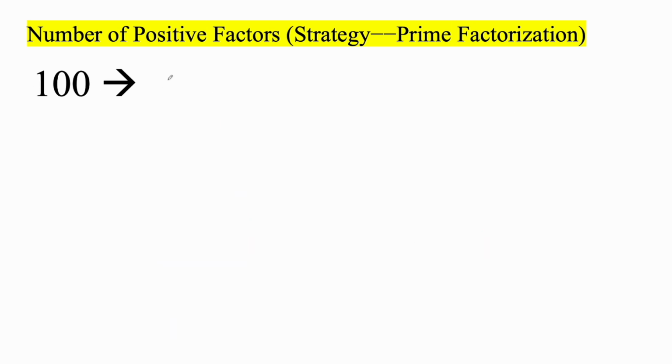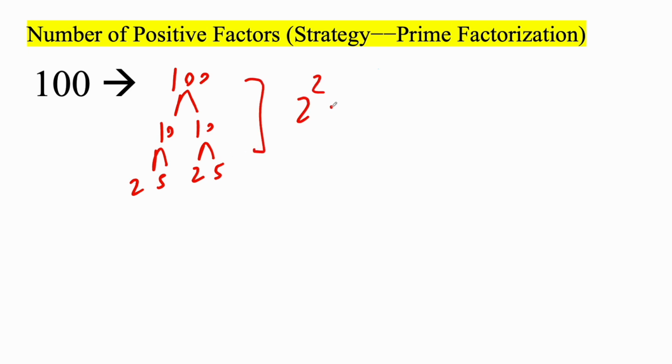Okay, so for this problem, we're going to do the same thing. We're going to show all the steps. So 100, we can break it down into 10 times 10, which then could be 2 and 5, which is also broken down into 2 and 5. And so we get 2 squared times 5 squared. And so if you want to know the number of possibilities, it's going to be 2 plus 1 times 2 plus 1. 2 plus 1 is 3. 3 times 3 is 9.